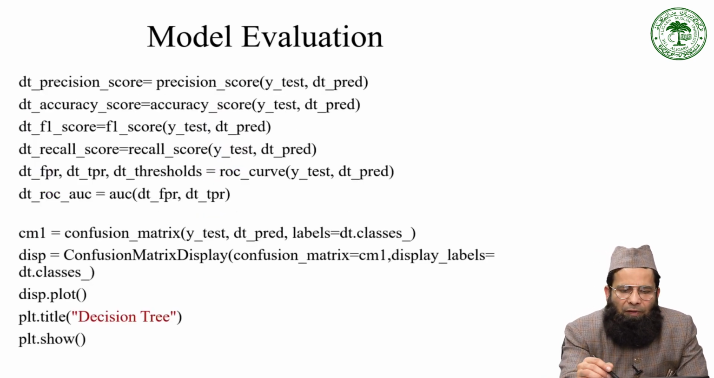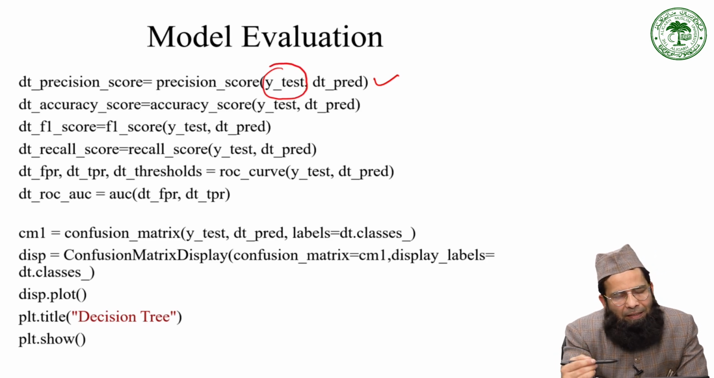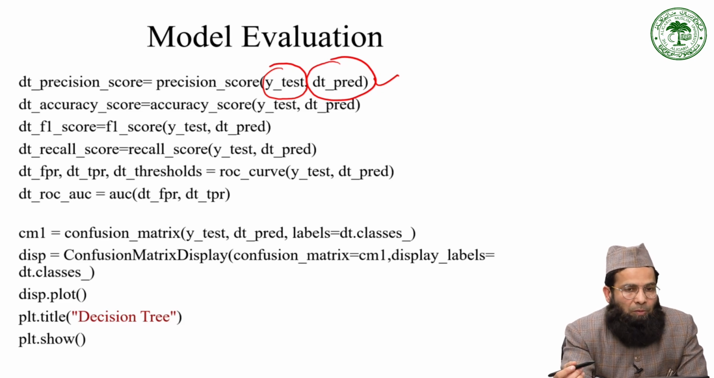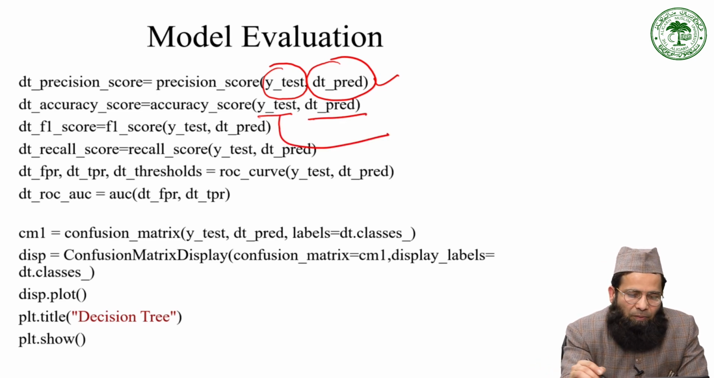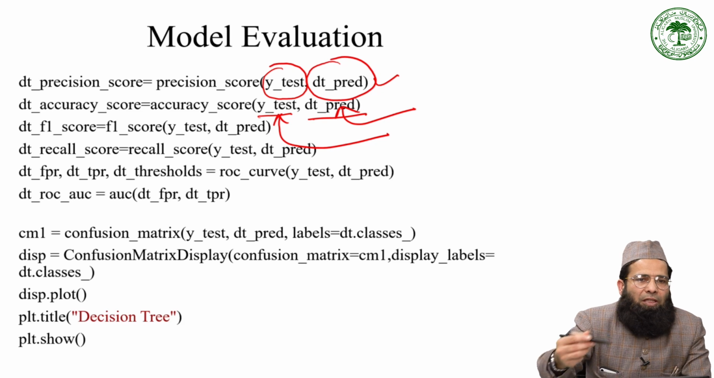So this way we can use precision score and then accuracy score. This method needs the dependent test data set and the predicted value, based on your model. Similarly, for accuracy score, you need to have y_test and the predicted value. So this is the actual value that is there in your data set, and this is the value that your model has predicted. So in this way, you can check the performance.